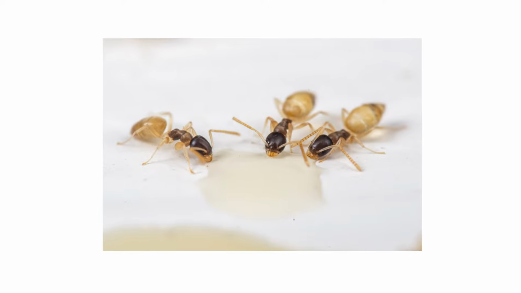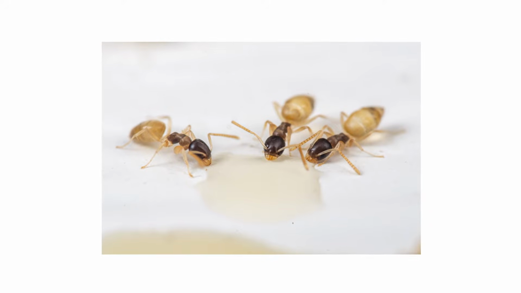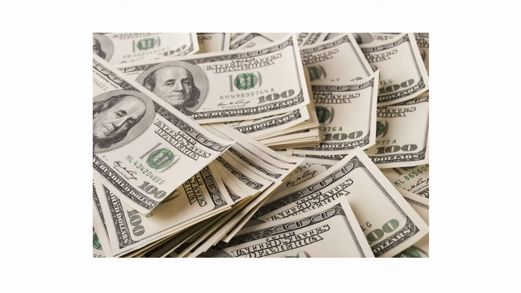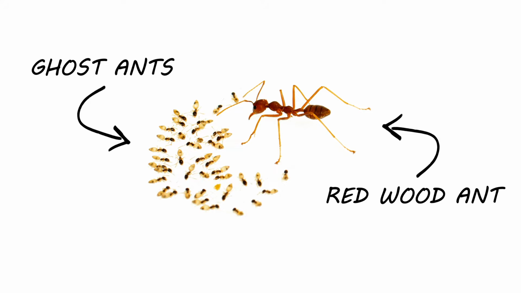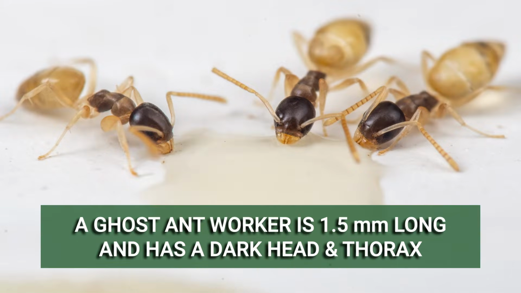The first thing you should do in any pest control plan is identify what exactly you're dealing with. Careless identification can lead to wrong treatment methods, costing you time and money. Ghost ants are relatively easy to identify thanks to their small size and unique body coloration. Ghost ant workers grow to about 1.5 millimeters in length. The head and thorax of a worker ghost ant are dark brown or black in color, while the abdomen and all appendages are translucent or creamy white.